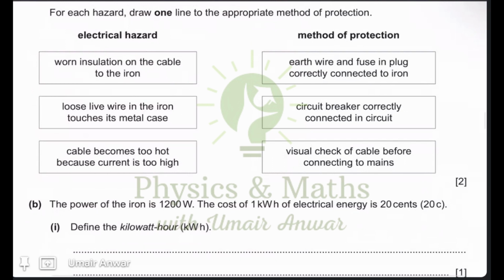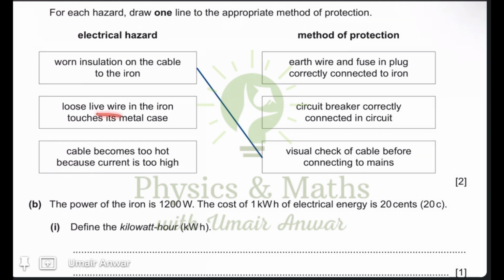So electrical hazards are listed over here. The first one is worn insulation on the cable to the iron. If the insulation is worn, it could be checked by a visual check, and it would be clearly seen by the person who is checking it.